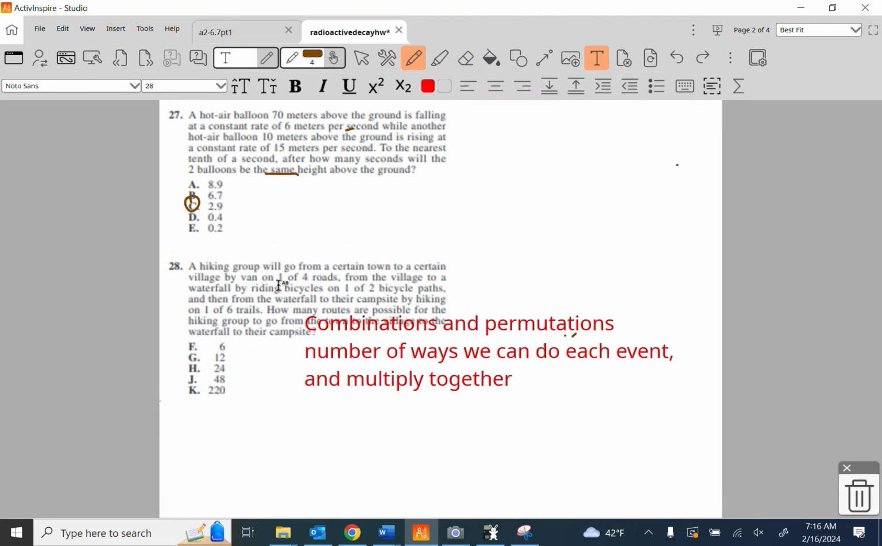I can take one of 4 roads. So there are 4 ways I could travel. They can ride one of 2 bicycles. There's 2 choices there. And one of 6 trails. There's 6 choices. So 4 times 2 is 8 times 6 is 48. Now, there's always a combination question on the ACT, and that's what you do. You multiply all the numbers together.